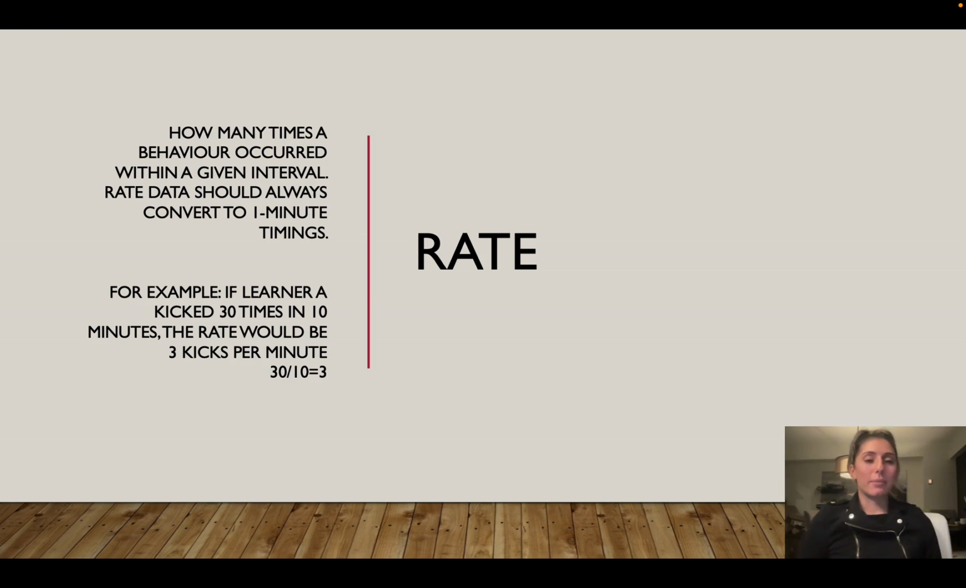Next is rate. Rate is how many times a behavior occurred, but this time we're adding a time interval to it. So rate would always be converted into 1-minute interval timings. So for example, if a learner kicked 30 times in 10 minutes, the rate would be 3 kicks per minute. And how I calculated that was I got my count of kicking, 30, and I divided it by the minutes, which is 10, and that's how I would get my rate.